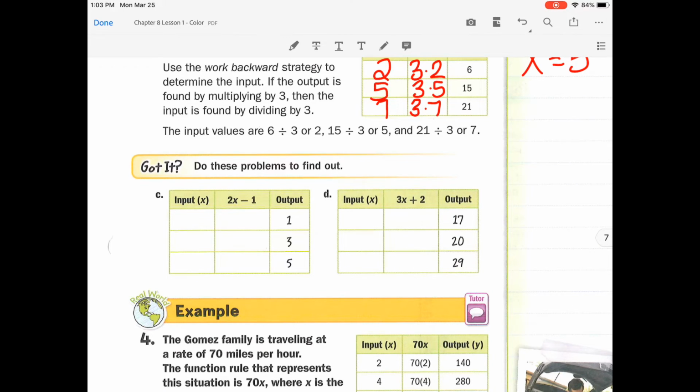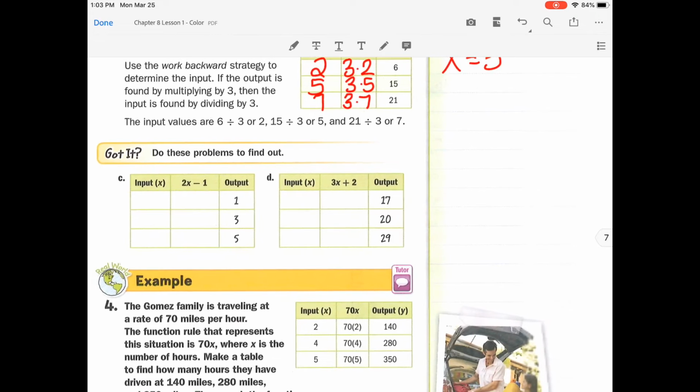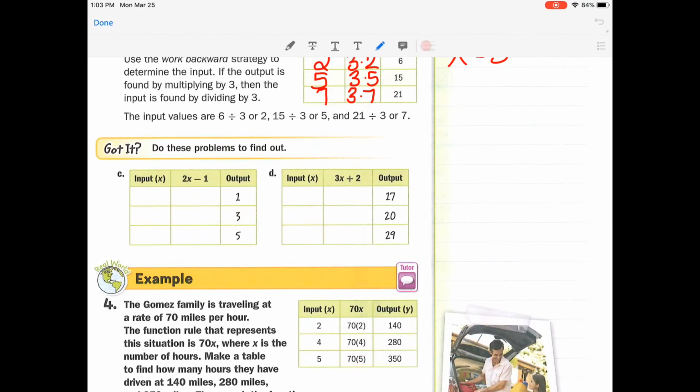So let's take a look at C. I'm going to kind of move over here so I have some room to work. Switch colors because I like to switch colors. Okay, so let's do C together. So again, we don't know this. We do know what our operation is, but we have our output, but we do not have our input.